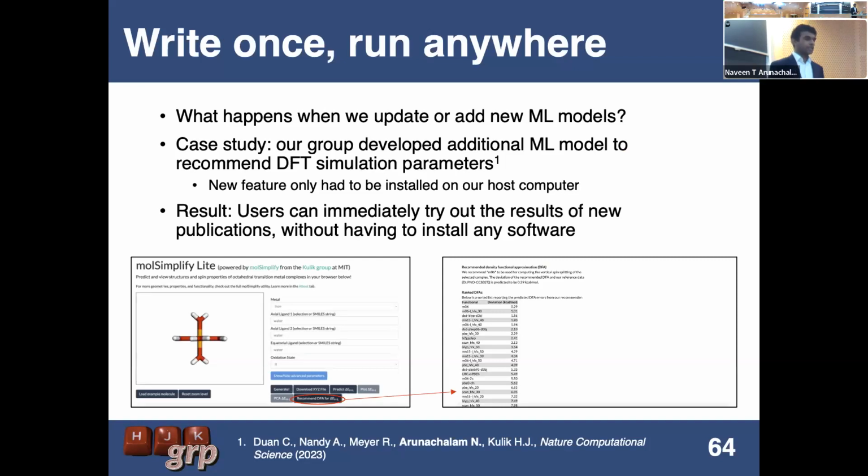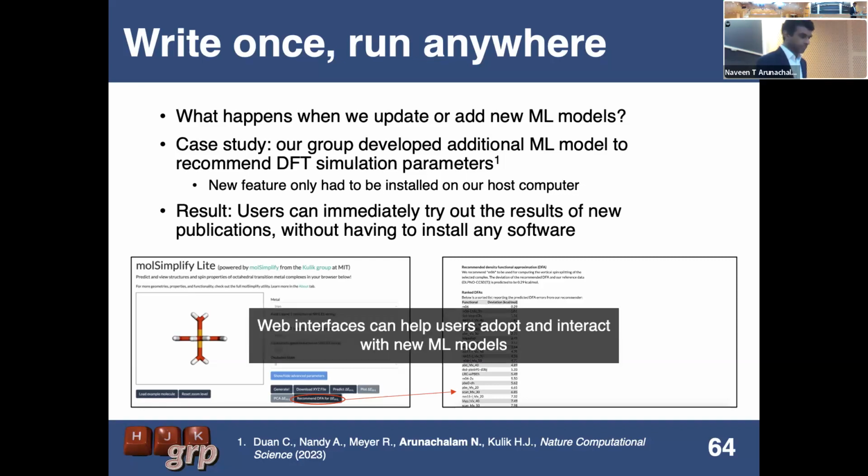And here I'm showing a case where we added an upgrade to the website, an extra machine learning model that we developed, as an extra button on the site. In 2022, our group developed an additional machine learning model to recommend simulation parameters for DFT. When we uploaded this feature, it only had to be installed on our host computer, the computer that's hosting the website. As a result, users were able to immediately try out the results of our new publication without having to install any software. So this shows the power of web interfaces to help users interact with machine learning models.